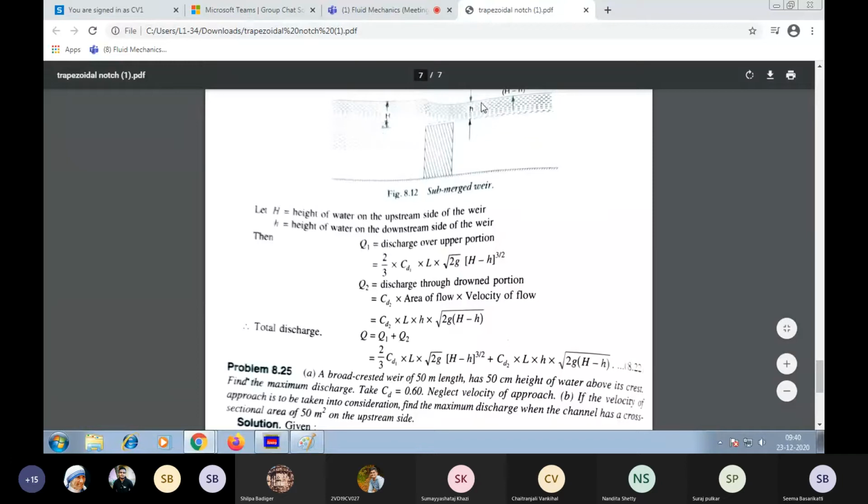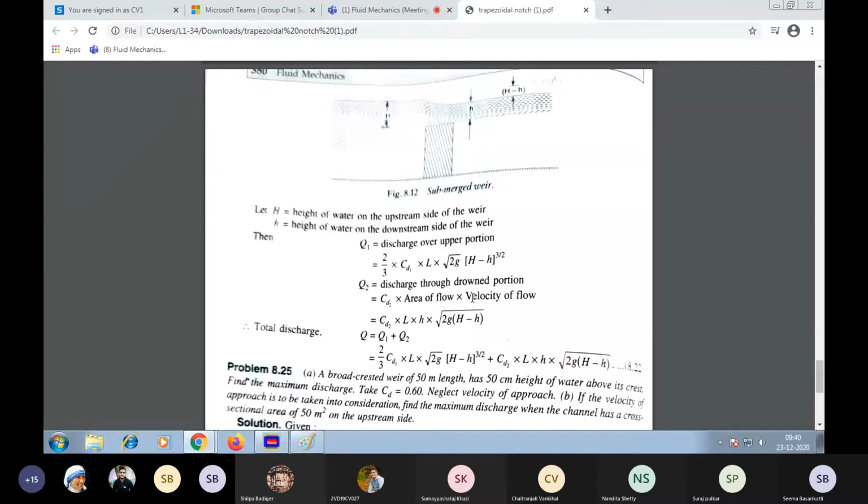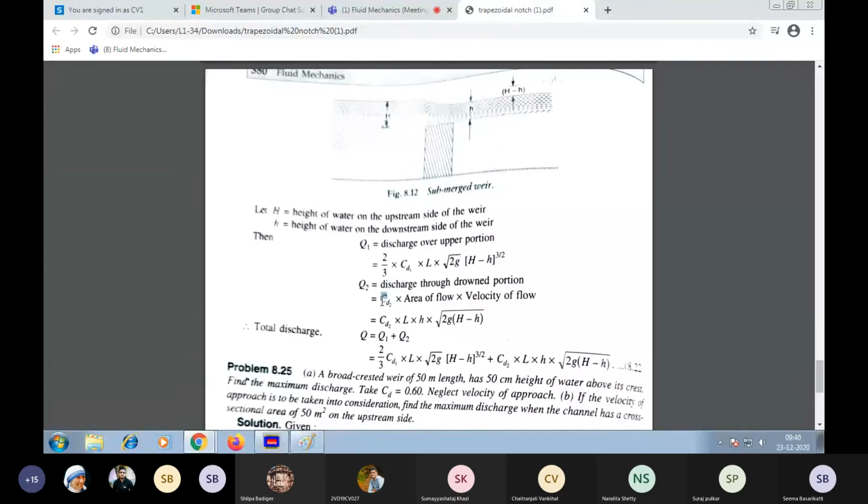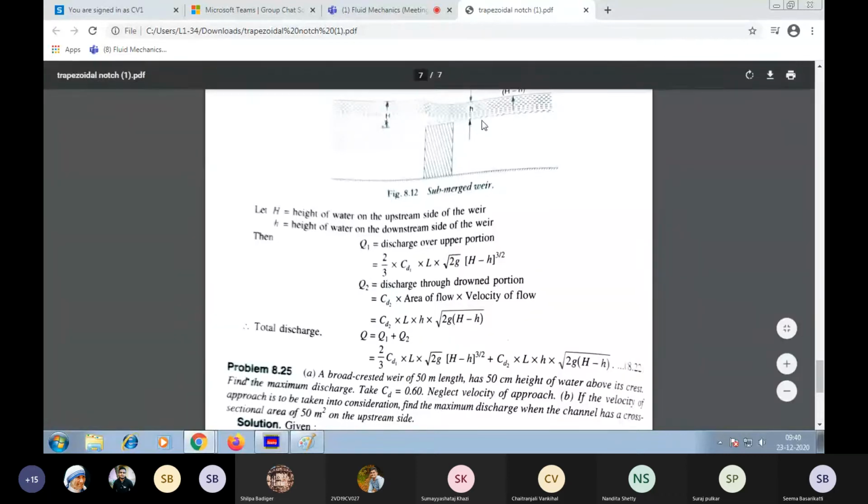Next, what is the discharge at the downstream side or the drowned portion? That is calculated by taking the general equation of discharge, that is area into velocity multiplied by some coefficient. Because we are doing an experiment here, whenever you conduct an experiment and obtain the result, make sure you multiply it by some coefficient. That coefficient I am going to take as CD2, because I am considering the downstream or drowned portion.